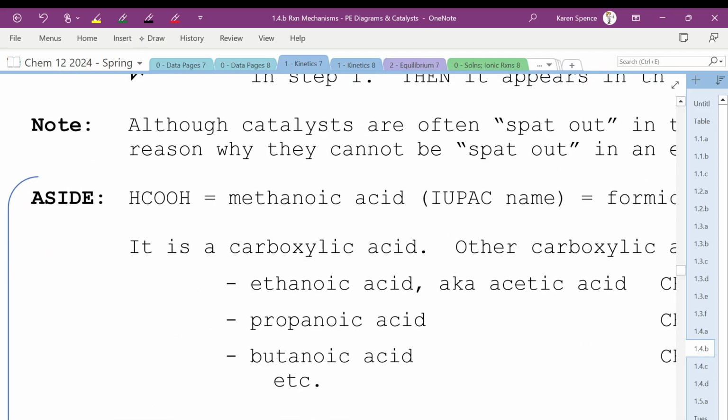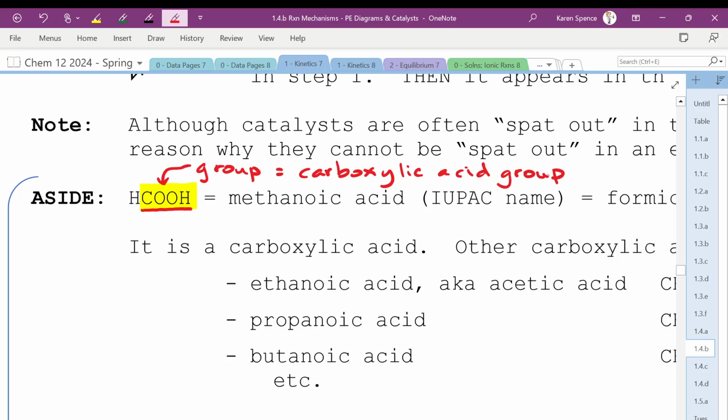But what we have here is this COOH. When you see that COOH, that tells you that group is called a carboxylic acid group. And I don't know if you remember from organic chemistry, but what is the prefix meaning 1 carbon? Anyone know?